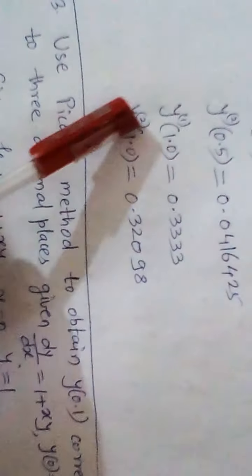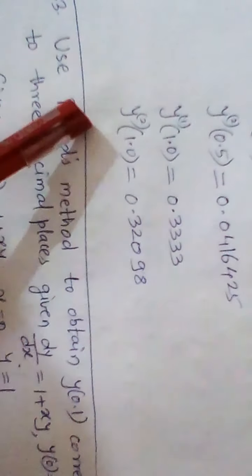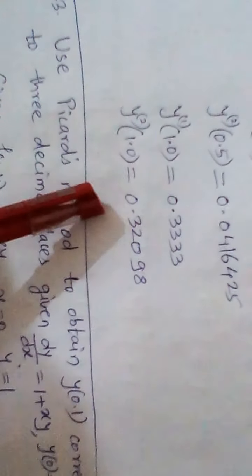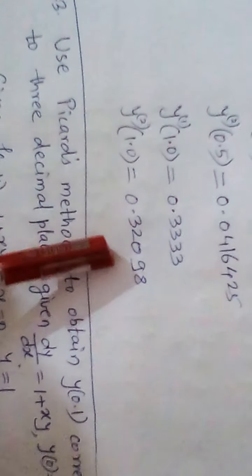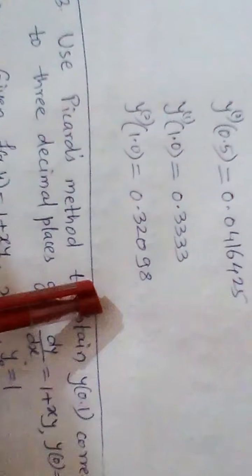Now if you go for the first approximation at 1, the value is 0.3333 repeating, and the second approximation gives you 0.32098. So you are getting the answer correct only up to single decimal place. So this way you can go with Picard's method.